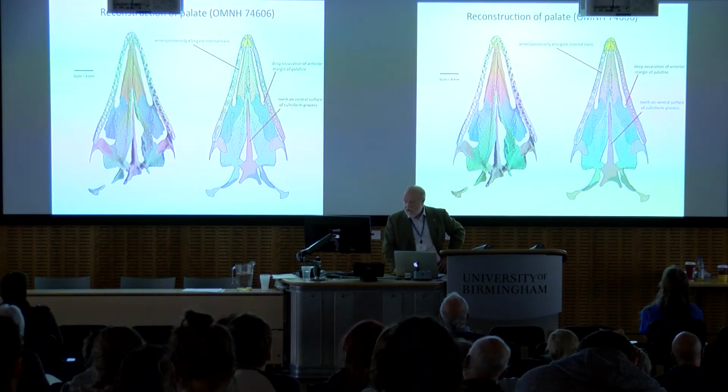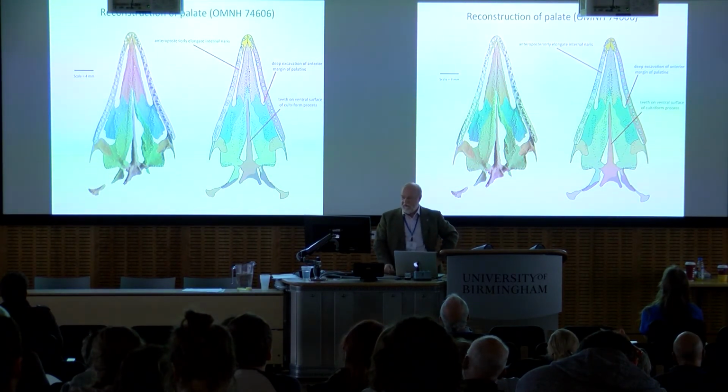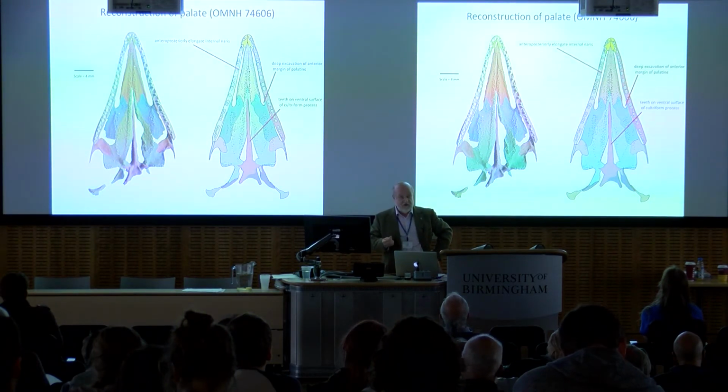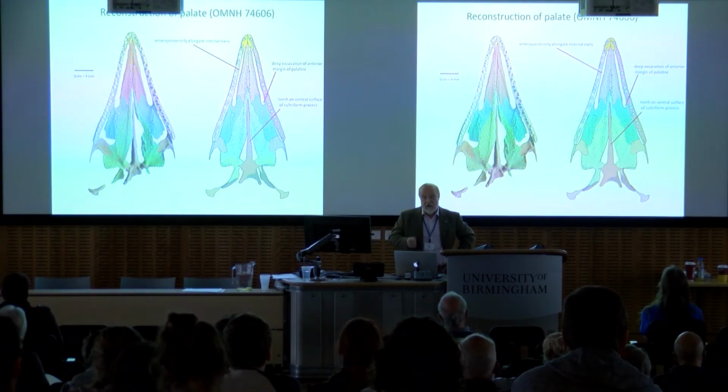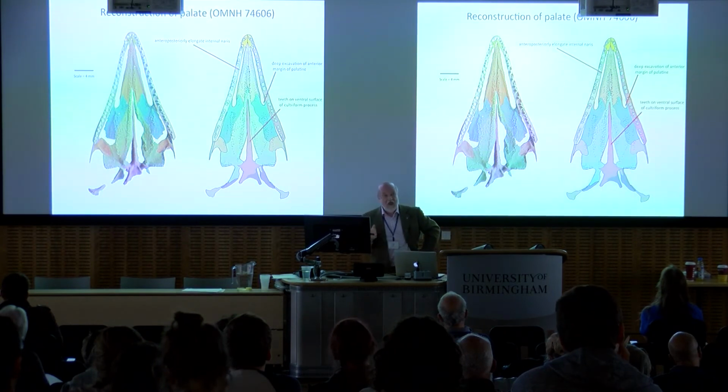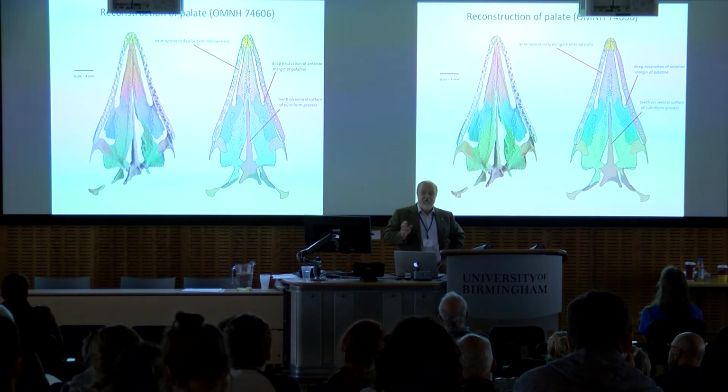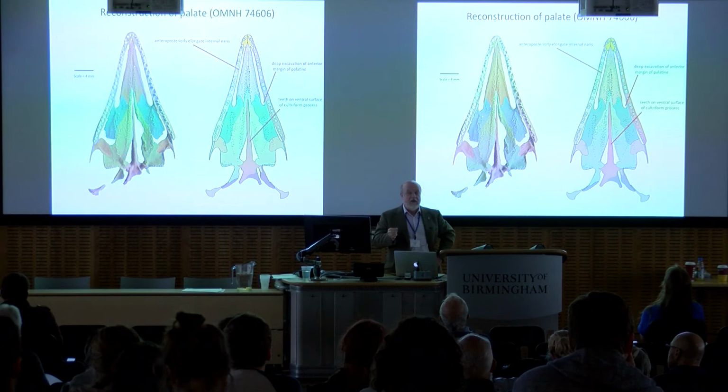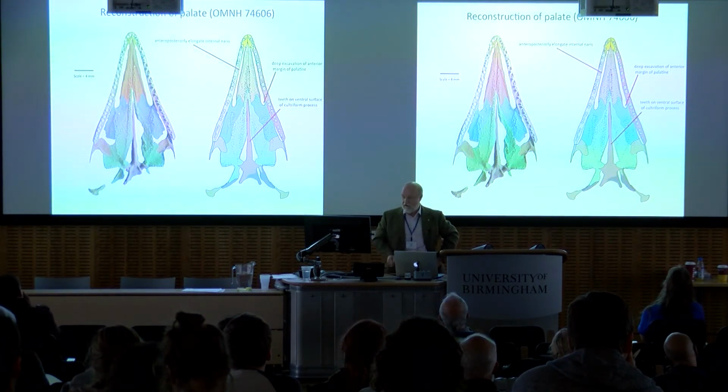The cultriform process of the basiparasphenoid is dentigerous, which again we find in neoreptiles, we find it in early diapsids, we find it in Varanopids. I have to admit we also find it in caseasaur pelycosaurs, but it's definitely in Varanopids as well.